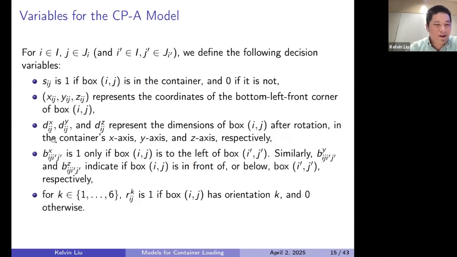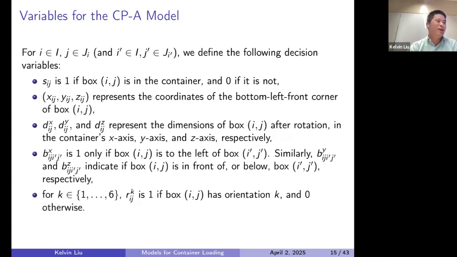I'll just mention that for all of these decision variables, I'm using I and J and Ji as indices. And for the decision variables here that require a second pair of indices, I prime is in I and then J prime is in J I prime, as you would expect. So for all of these, we define the following decision variables. For each pair Ij, I define Sij, a binary variable, which is 1 if box Ij is in the container, and 0 if it's excluded from the container.